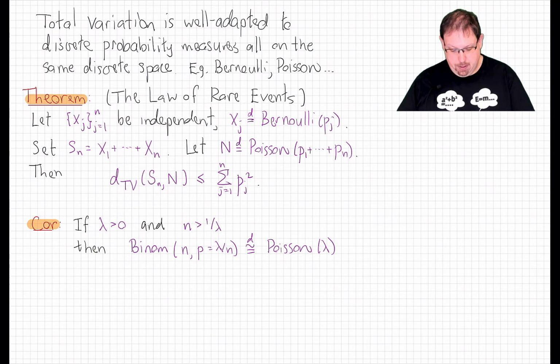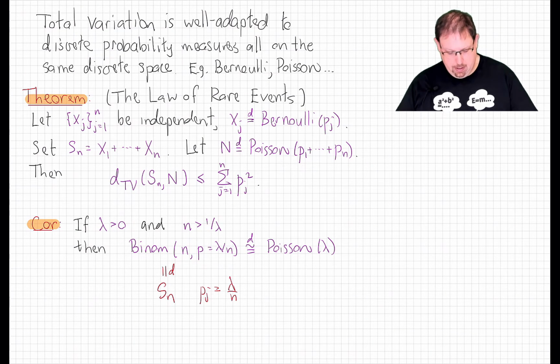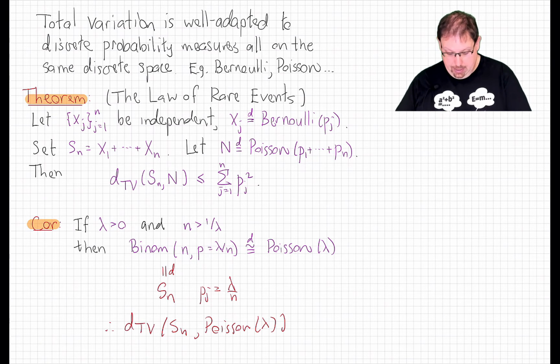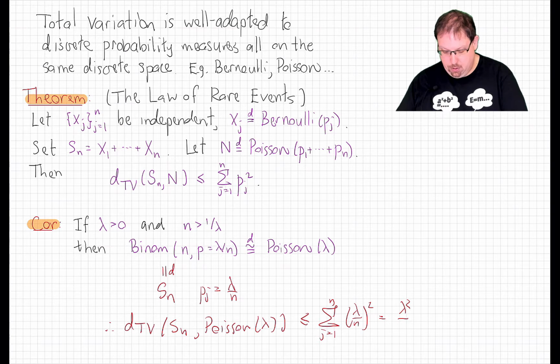And that's just because this binomial is equal in distribution to the Sn above in the case where all of the pj's are equal to lambda over n. And therefore, in that case, the theorem tells us that the total variation distance between that binomial distribution and Nn, which is a Poisson of parameter lambda, is less than or equal to the sum of the pj squareds, which is going to be lambda squared over n. And that, of course, goes to 0 as n goes to infinity.